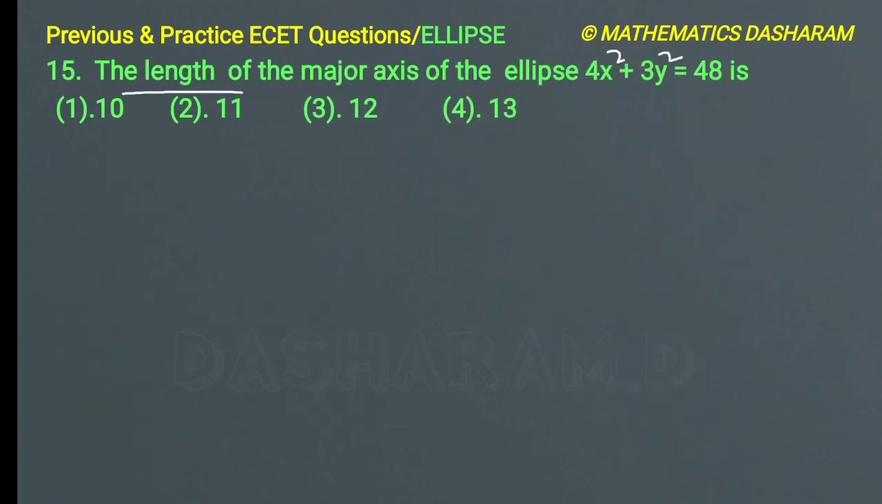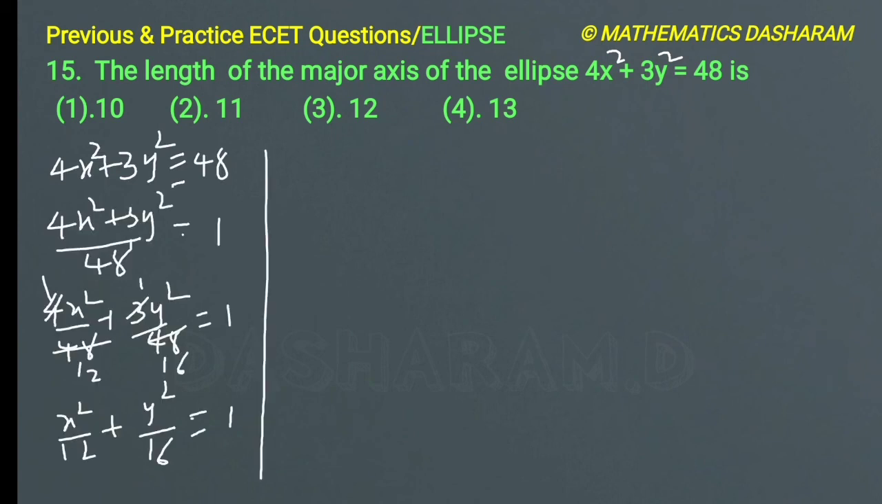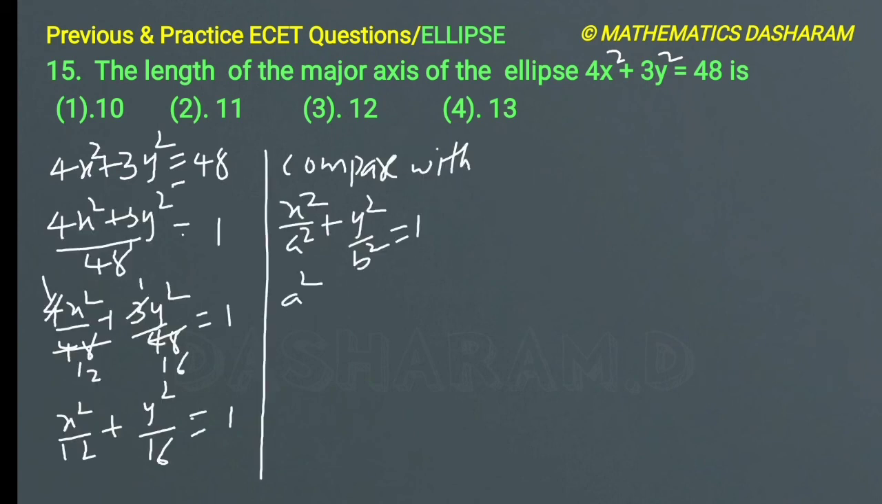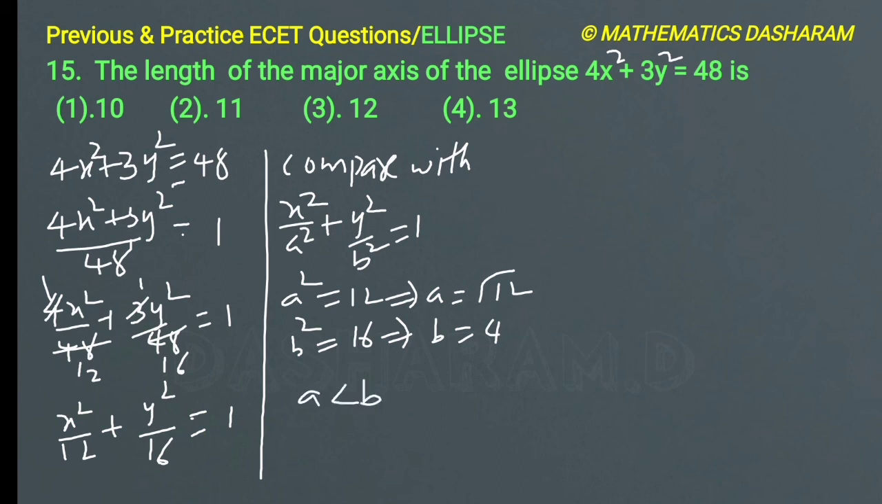15th one, the length of the major axis of the ellipse 4x square plus 3y square equals 48. Let's convert into standard form. Now compare with the standard form. So then a square equals 12, then a equals under root 12, b square equals 16, then b equals 4. So here a is less than b.